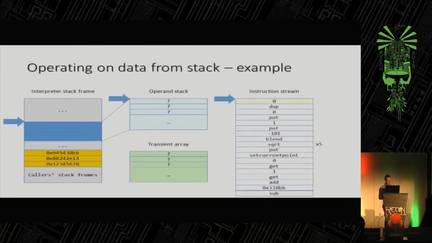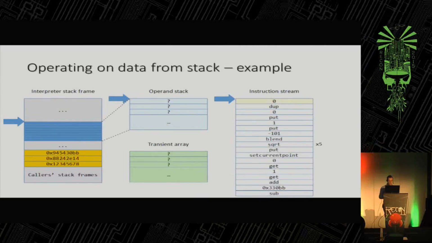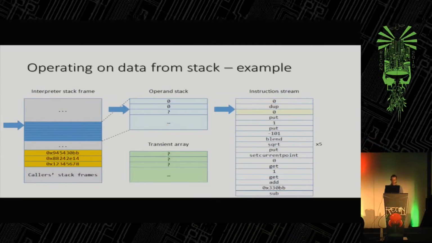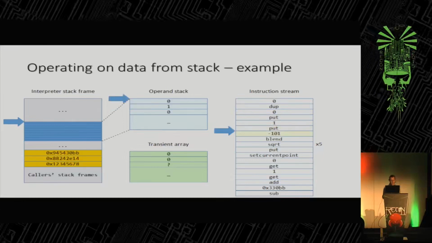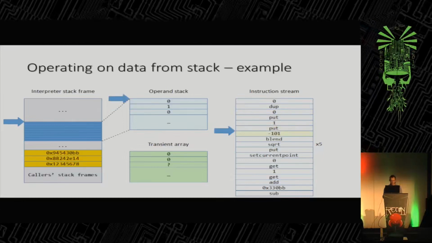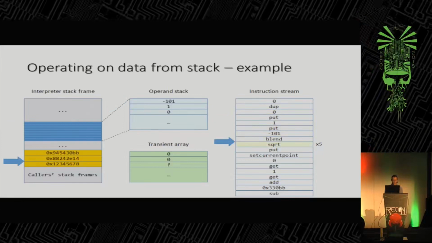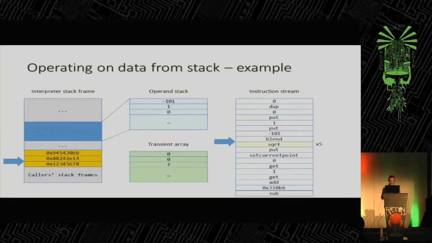So let's see another example. We basically just put a 0, duplicate it on the operand stack, then put the 2 zeros inside of the transient array to initialize those 2 entries. Then we again shift the operand stack pointer, perform 5 square roots.